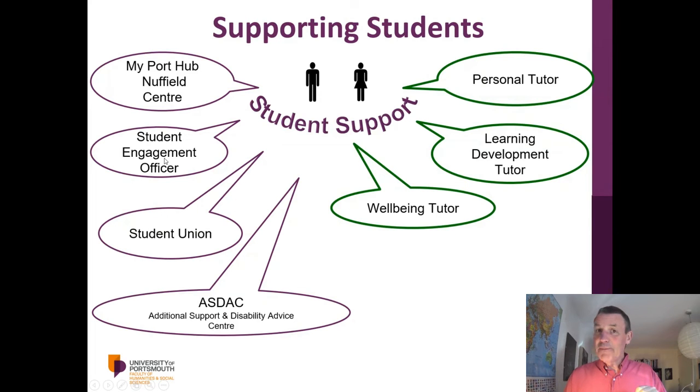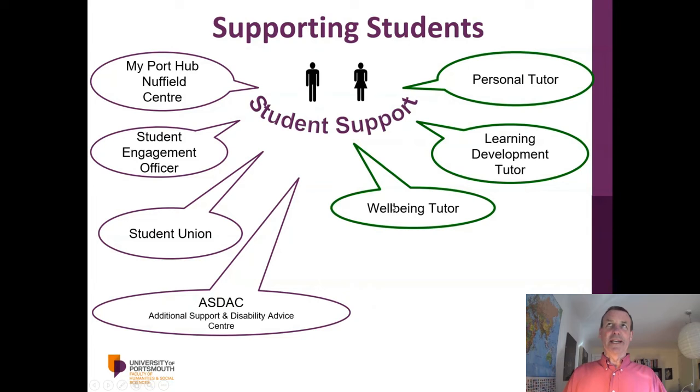We have student engagement officers around the university who are there to help students engage. There's the all-important Students' Union. They help with all of the problems that students have and students bring to them. And, of course, they offer a huge range of societies and clubs and gyms and sports facilities and all the rest of it to help you plug into the student's social life. And there's also ASDAC, which is there to support anyone with any disability needs.